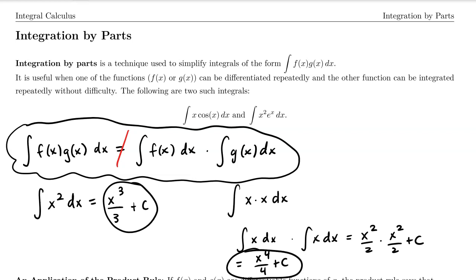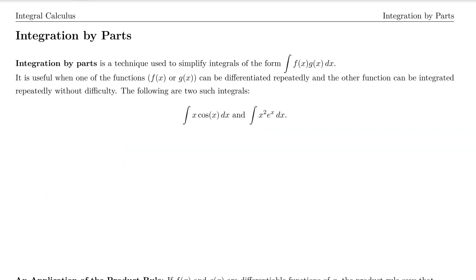So this illustrates that. Integration by parts is going to help us figure out how to integrate the product of two things. Integration by parts is useful when one of the functions f of x or g of x can be differentiated repeatedly and the other function can be integrated repeatedly without difficulty. The following are two such integrals: the integral of x times cosine of x dx and the integral of x squared times e to the power of x dx.